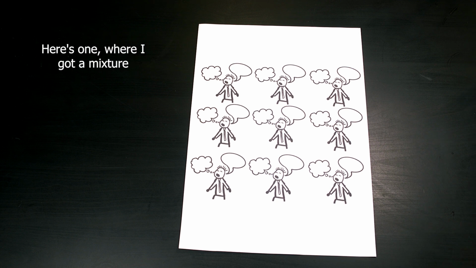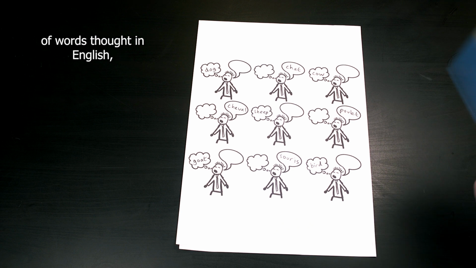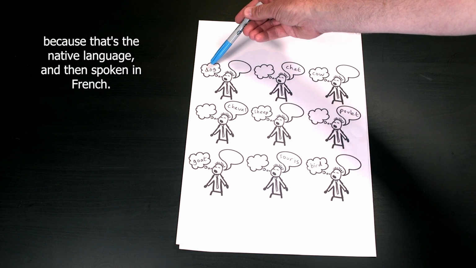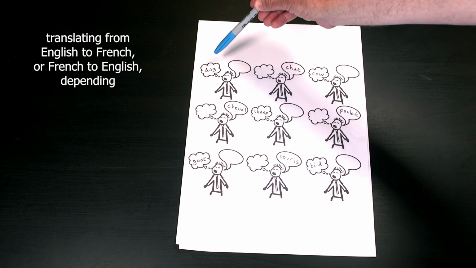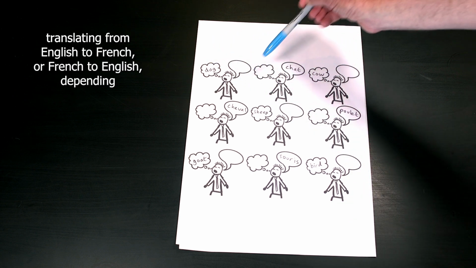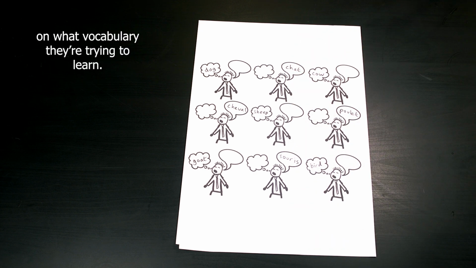Here's one where I've got a mixture of words thought in English, because that's the native language, and then spoken in French. So you can go around the sheet translating from English to French or French to English, depending on what vocabulary you're trying to learn.